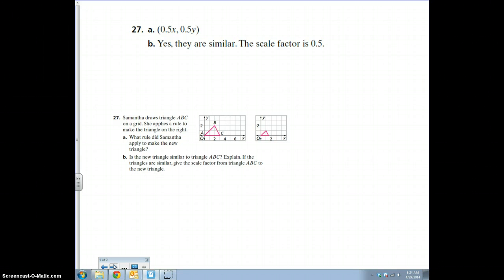27, what rule did she use? 0.5x, 0.5y, or half x, half y? And are they similar? Yes, the scale factor is 0.5.